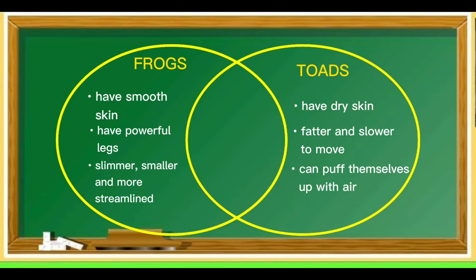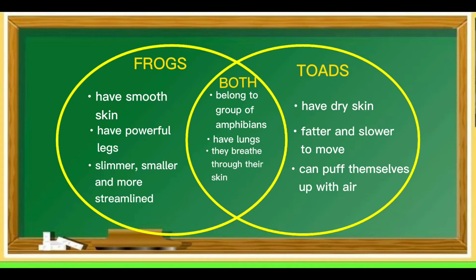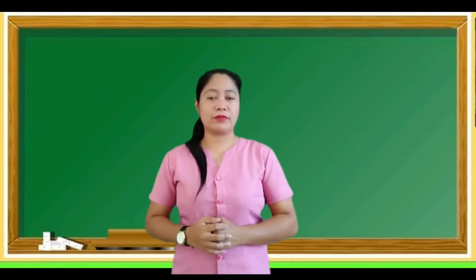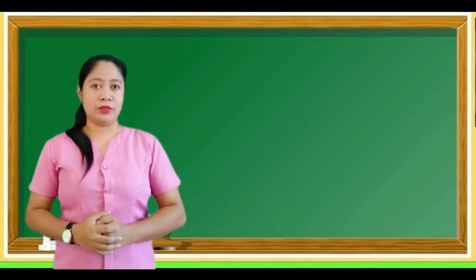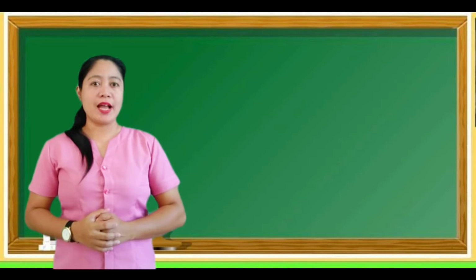Frogs and toads both belong to the group of amphibians. They have lungs. They breathe through their skin and eat insects. Did you study the Venn diagram carefully, class? That's nice. Let us see if you really understand the diagram. To check your understanding, answer the next activity.